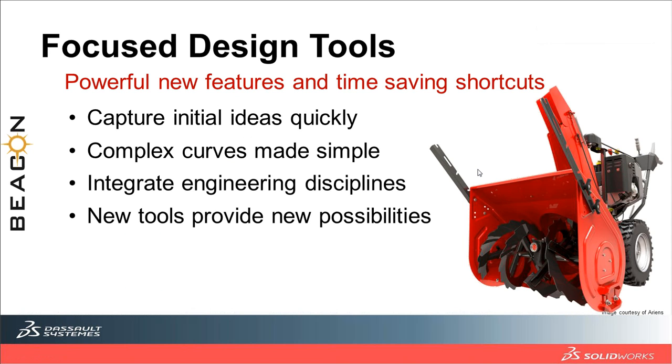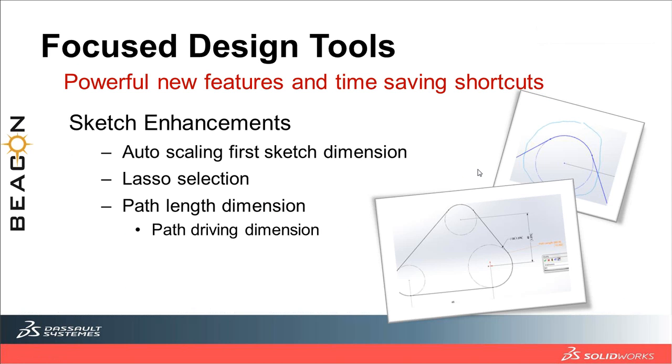And for today's session, we will be concentrating on four aspects. First is the sketch part. Second, we'll go on to parts, in which we'll try to cover sheet metal as well as weldments, and what new enhancements and features have been added. Then we'll move on to drawings and assemblies. So let's start with the first one, the sketch enhancements. For the sketch enhancements, we have auto scaling of the first sketch dimension, also the lasso selection and the path length dimension. So we'll just have a look at this.